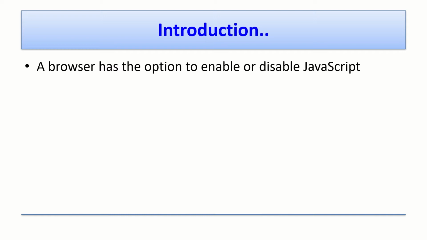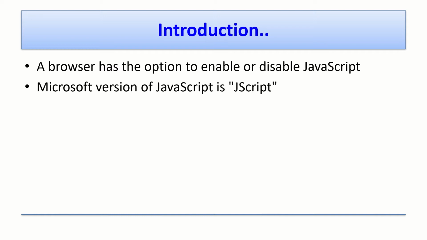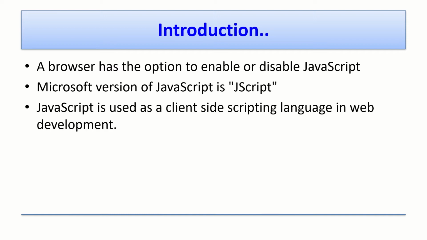Right? So if you wish, you can disable JavaScript in your web browser. Automatically it is enabled. A Microsoft version of JavaScript is what we call JScript. JavaScript is used as a client-side scripting language in our web development.